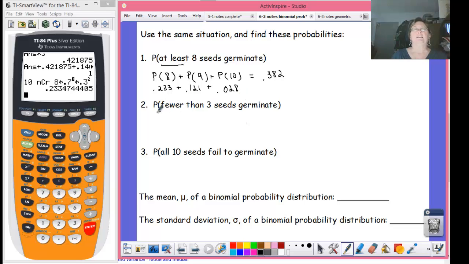All right, next, the probability that fewer than 3 seeds germinate. If you think about that, it is possible that 0 seeds could germinate, which would be very sad for us. It is also possible that 1 could germinate or 2, but I think we have to stop adding there because this says fewer than 3. You don't want to include 3 here. So we have to add up the probabilities for 0, 1, and 2.